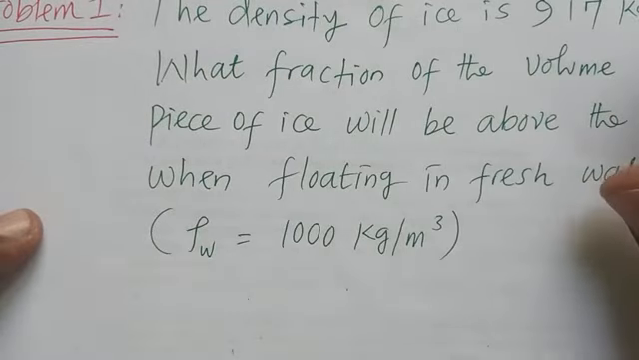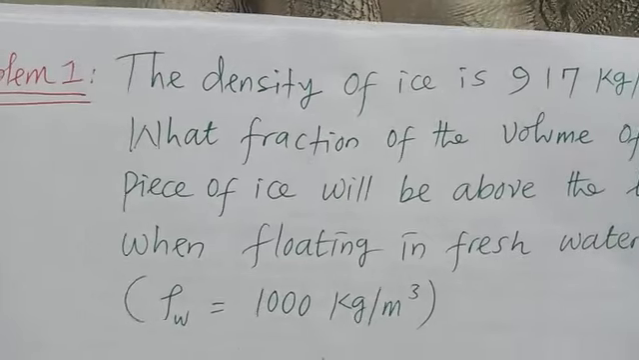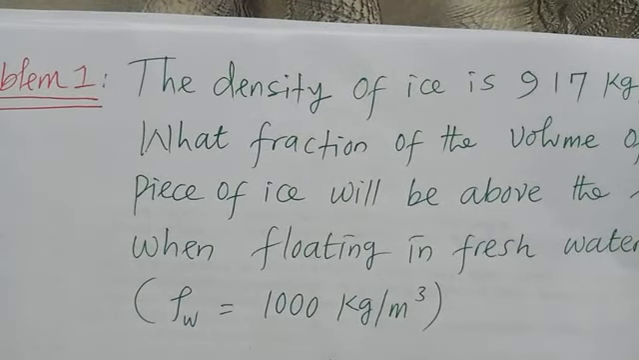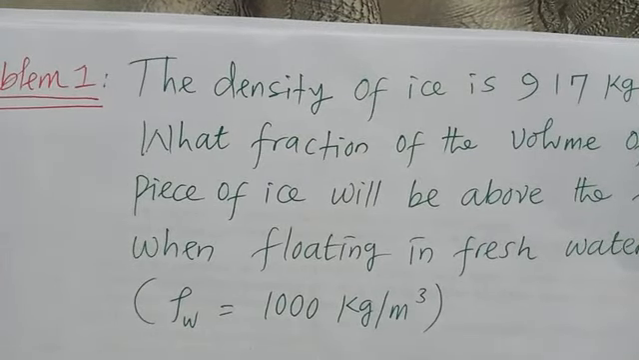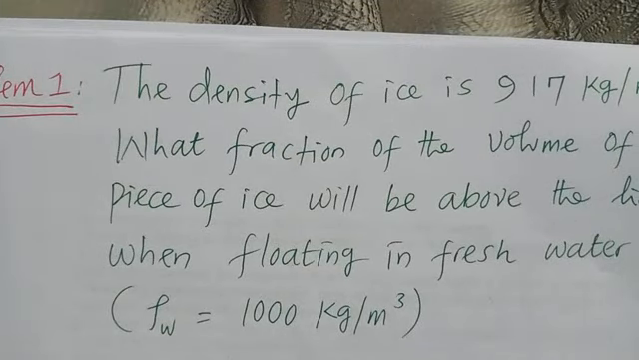Now we are going to look at a problem on this principle of flotation, inshallah, and you can see I call it problem 1. The problem reads: the density of ice is 917 kilogram per meter cube. We see ice is from water. When water freezes to ice, its density reduces.